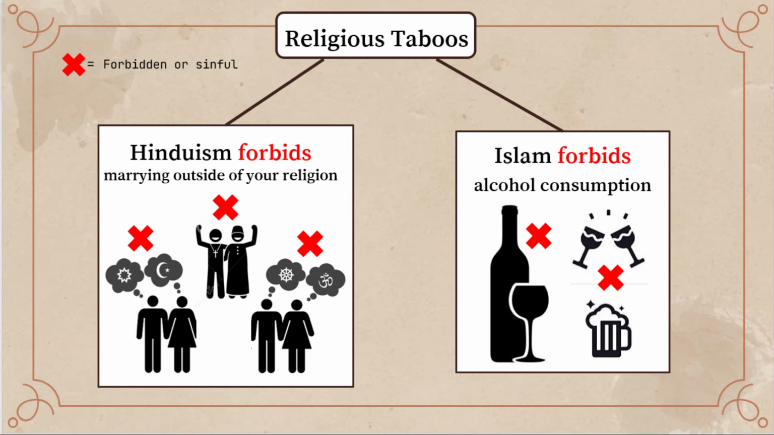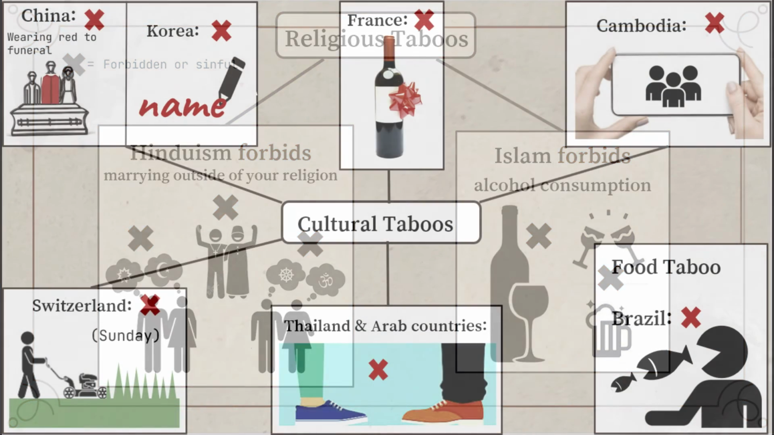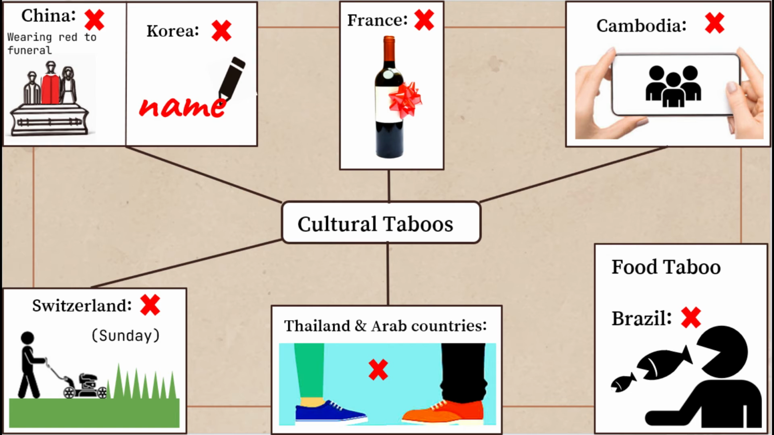Second type is cultural taboo. There are a number of cultural taboos prevailing in and around the world. First, never wear red to a funeral in China or write a person's name in red in Korea, which is considered a cultural taboo. In France, bringing wine as a gift is considered against their culture. Third, Cambodians believe that you should not take a photo of 3 people because it's a violation of their culture. Fourth, people don't cut grass in Switzerland on Sunday. Fifth, in Thailand and Arab countries, never point your shoes at another person.